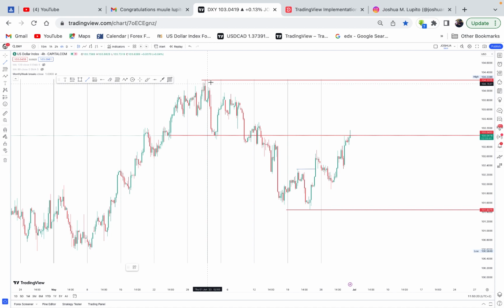Okay, so what else are we able to see here? We are able to see the market breaking here.